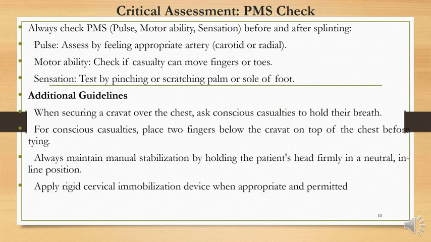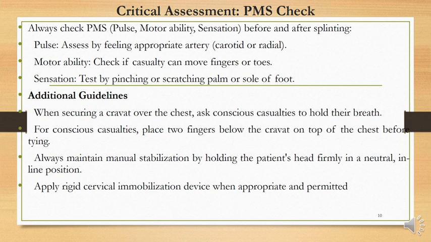Physical assessment, that is PMS check. Always check for PMS, that is the pulse, motor ability and sensation, before and after splinting. Pulse is assessed by feeling the appropriate artery, that is carotid or radial. Motor ability: check if the casualty can move fingers or toes. Sensation: test by pinching or scratching the palm or sole of the foot.